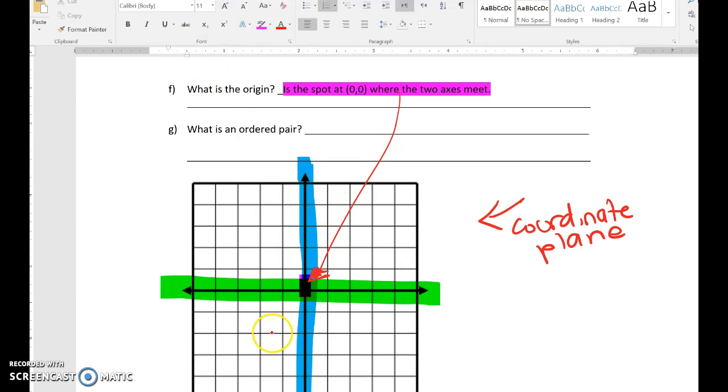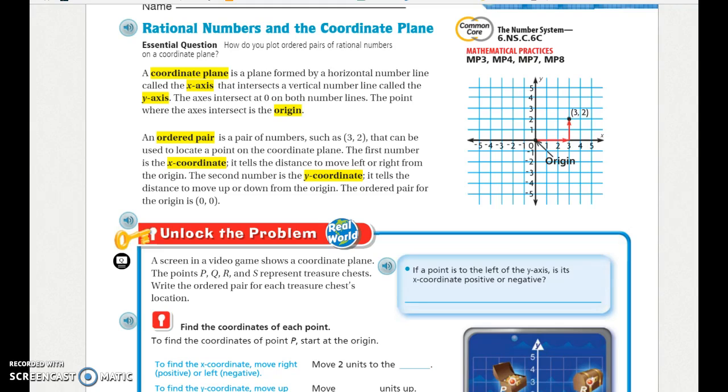Okay. Now, an ordered pair, we have to read the next paragraph. An ordered pair is a pair of numbers, such as 3, 2, right? See how that's in parentheses with a comma between the x and the y? That can be used to locate a point on the coordinate plane. The first number is the x coordinate. It tells you to move left or right. The second number is the y coordinate. It tells you to move up or down from the origin, okay? And then it tells us the ordered pair for the origin.